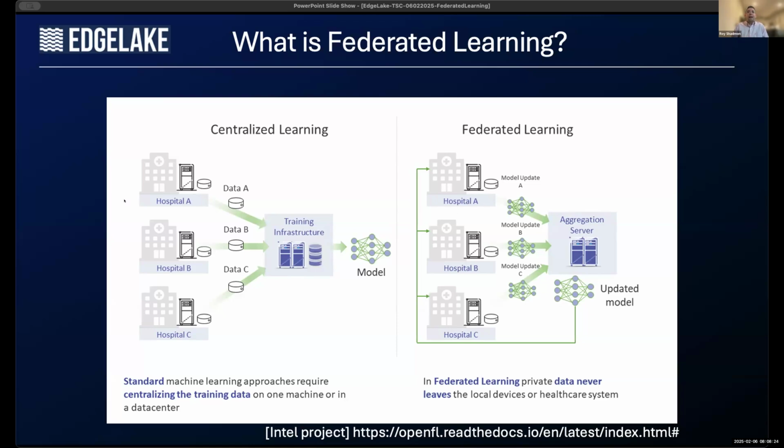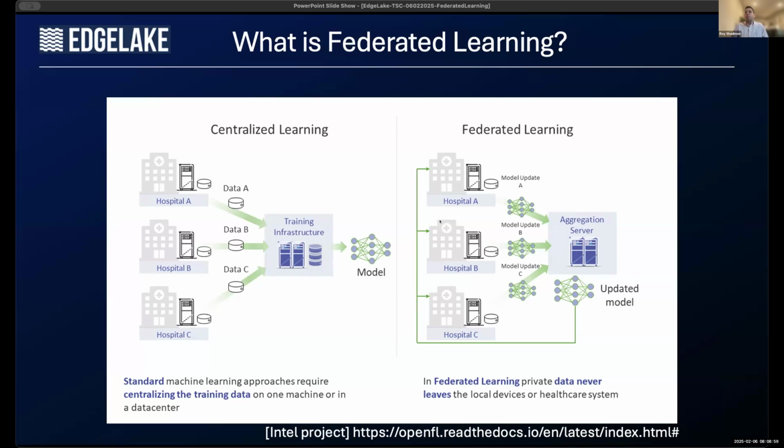So in centralized learning, we have multiple entities. We have hospital A, hospital B, and hospital C. And to run some machine learning algorithm on this data in a collaborative way, all the entities have to centralize the data to a centralized infrastructure. So the key point to take here is that the data has to physically move to a centralized location. And once this data is in a centralized location, such as in the training infrastructure that is built, then we can create a machine learning model that each entity can use.